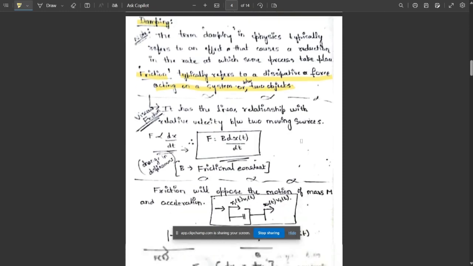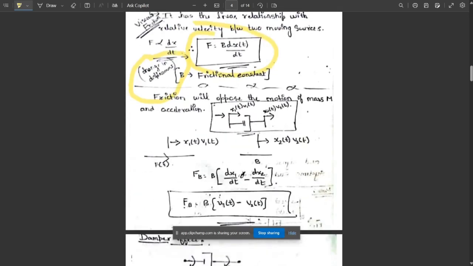In order to represent this in a control system, we use this formula: friction is directly proportional to the rate of change of displacement, that is, f is directly proportional to dx by dt with respect to time. Where this b corresponds to a frictional constant. So this is basically about damping. So we have a friction representation here.